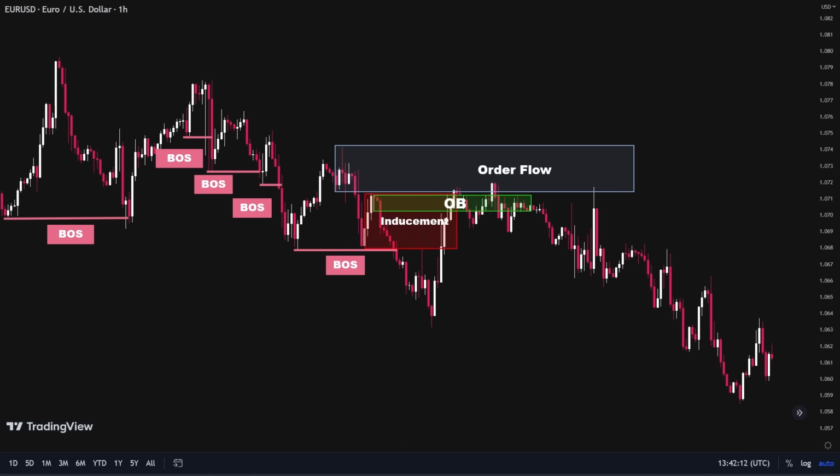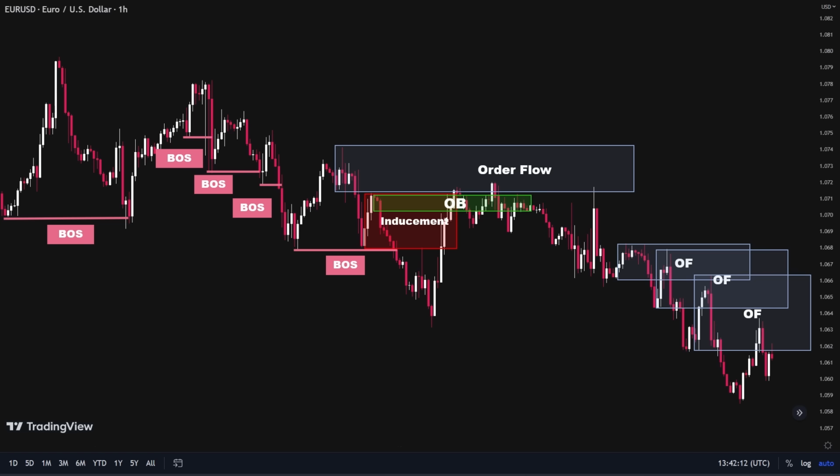However, price did not show respect to the second order flow, and instead acted as an inducement. This is because there is an unmitigated extreme order flow just above it, and price was likely attempting to sweep the liquidity that had gathered above it. Now, we have become adept at spotting the order flows on the chart with ease.